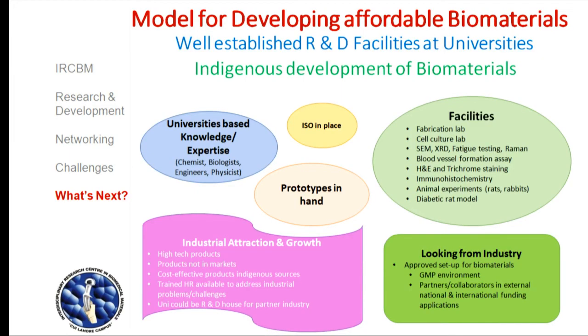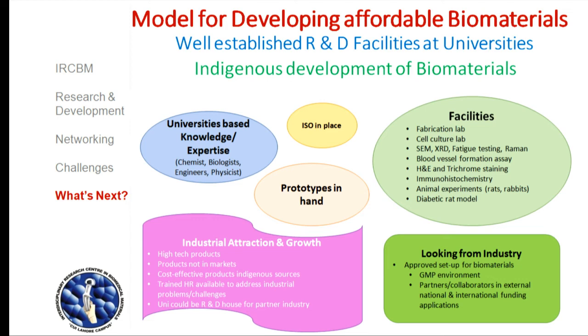And then cost-effective products, indigenous sources. The academics can think about how they can solve their problem by using their own resources which are available in the country. Trained HR is available to address industrial problems, and trainers. Universities already have a lot of staff who know spectroscopy, production and characterization, and so on. And a university could be the R&D house for the partner industry, where the industry can just put in some money and utilize all these resources.